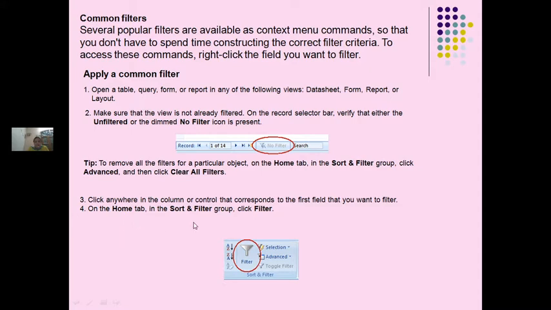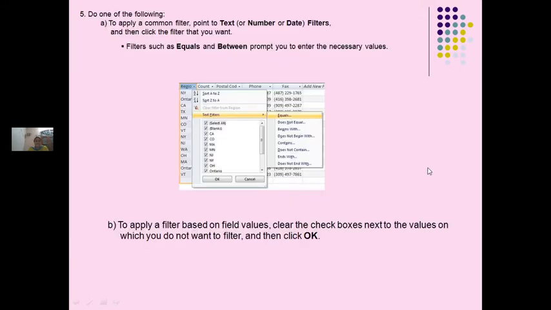On the home tab in the sort and filter group, click filter. Okay, this I have already shown you practically. Do one of the following. To apply a common filter, point to text, number or date filters. Okay, here, which I have already shown you practically, and then click the filter that you want.